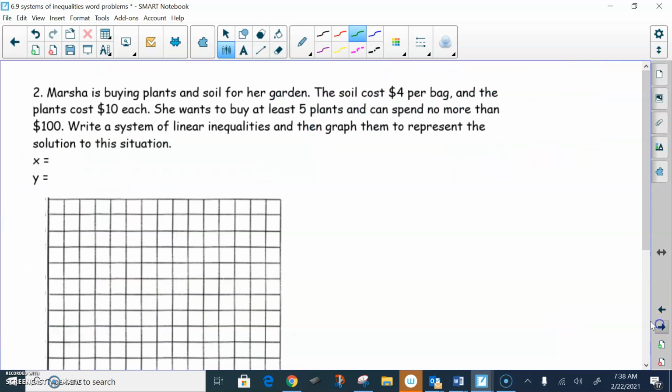Let's try another one. This time, Marcia's buying plants and soil. So let's let x equal the number of plants. Again, it doesn't matter, you could do it the other way. And y is the number of bags of soil she's going to buy. Soil costs $4 per bag and plants cost $10 each.